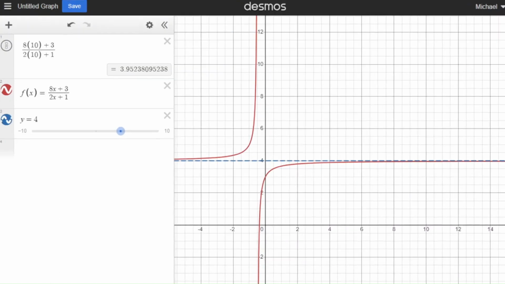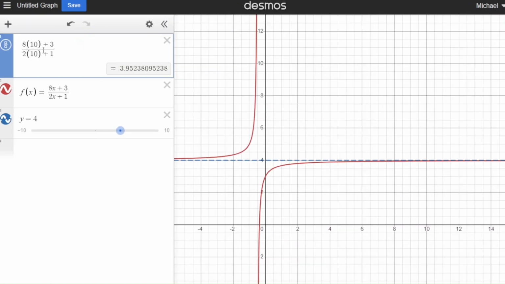In fact, let me open up Desmos here. I plugged in 10 here, and notice I got 3.9528. If you plug in 100 in both places, I get 3.995. If I plug in 1,000, I get 3.9995, right? I'm getting numbers that are really close to 4. So what's happening here? Notice as the x values get bigger and bigger, outputs are getting closer and closer to 4.